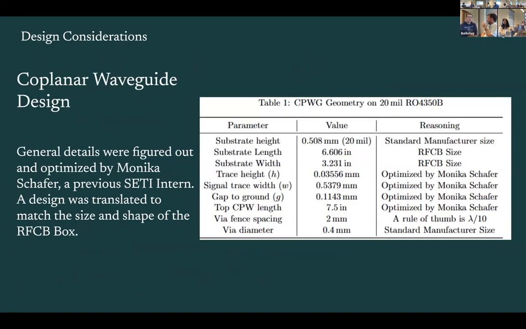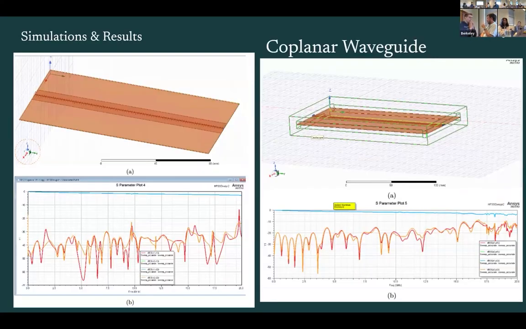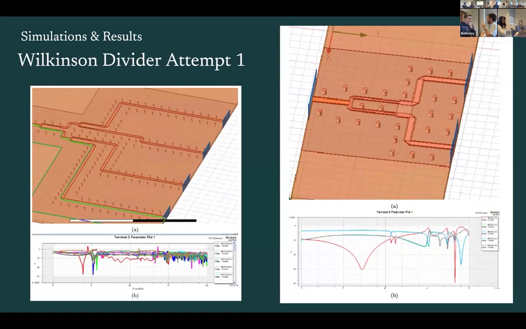The first step to trying to design a new RFCB and a new divider is getting a box to put this divider on. And this was greatly figured out by a previous intern, Monica Schaefer. She worked on the PACs, and she figured out how to make a coplanar waveguide for this specific substrate and such with optimized parameters. I took that, I took some manufacturer sizes, I took the size measurements of the RFCB box, and we made it. And on the left, you can see we have a coplanar waveguide just sitting in space. On the right, it's enclosed in an aluminum enclosure, and the S parameters look great. As you can expect, they look a little bit worse in the aluminum, but it still works.